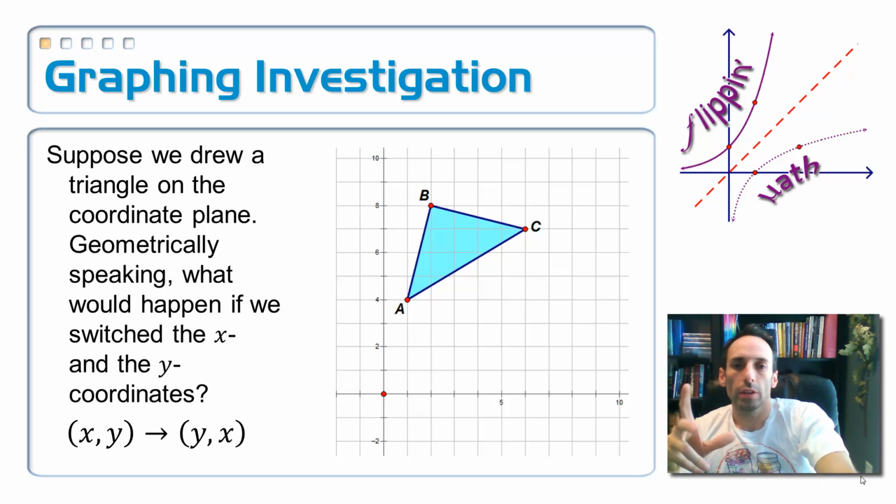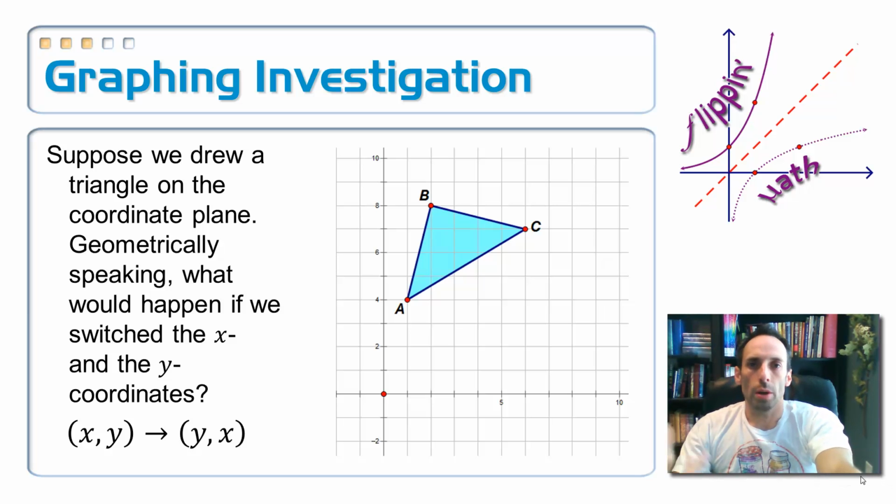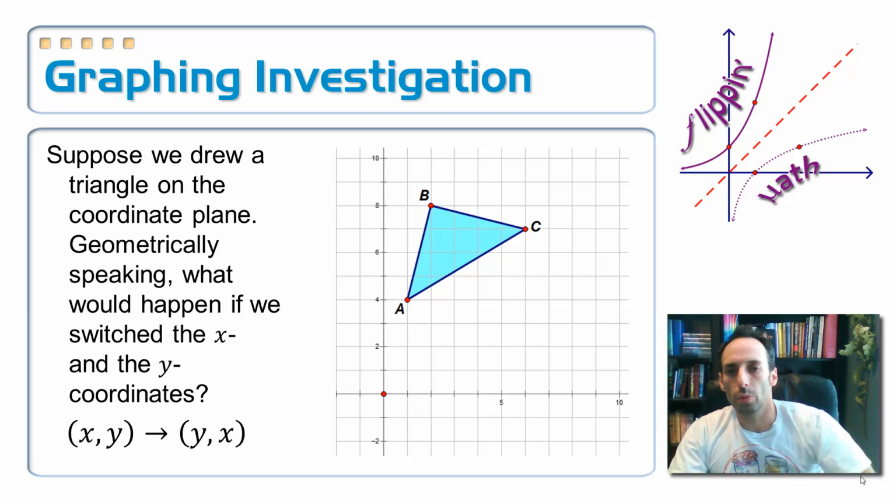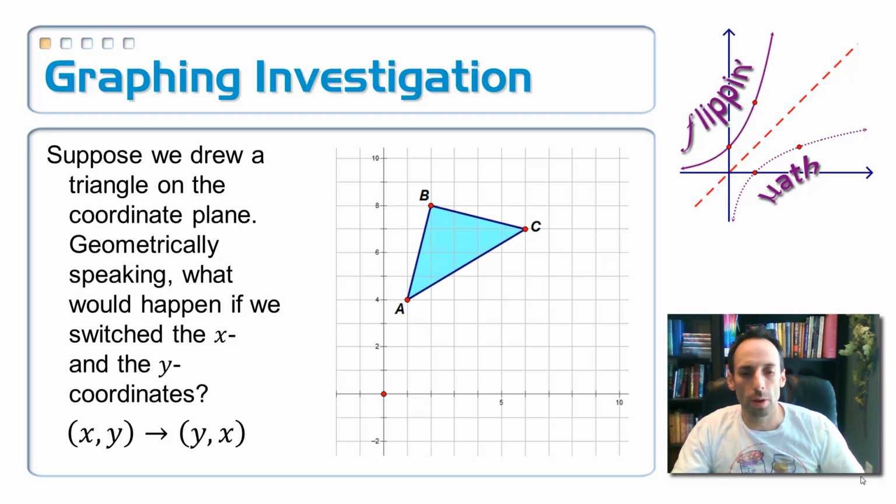So let's look at something from geometry here. So let's suppose we drew ourselves a triangle in the coordinate plane. You can see it right there, it's graphed. What would happen if we were to take the x and the y coordinate and we would switch places with them? So down at the bottom you see that little mapping there. xy gets mapped to yx. If you switch those coordinates, what happens? Think about it for a second. See if you remember from geometry what happens.